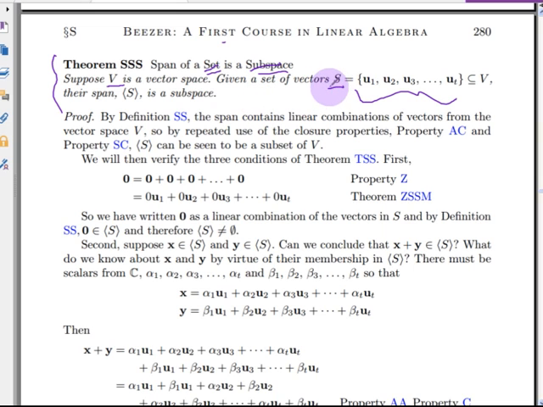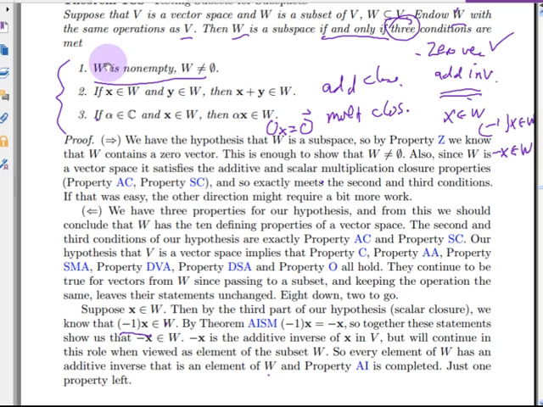Now, there are 3 things we really need to show. We need to show that the span is non-empty. We need to show that the span is closed under addition, and that the span is closed under scalar multiplication. Okay, so let's go to those 3 conditions. Those are the 3 conditions of Theorem TSS. You can see that back here. If we just go back quickly, you can see that you need to show these 3 conditions: non-empty, closed under addition, closed under scalar multiplication.